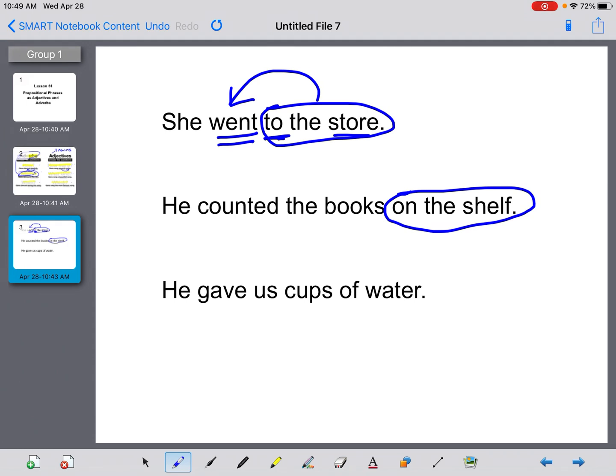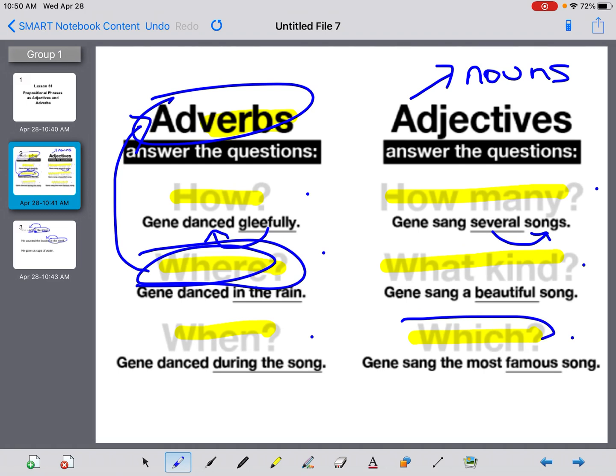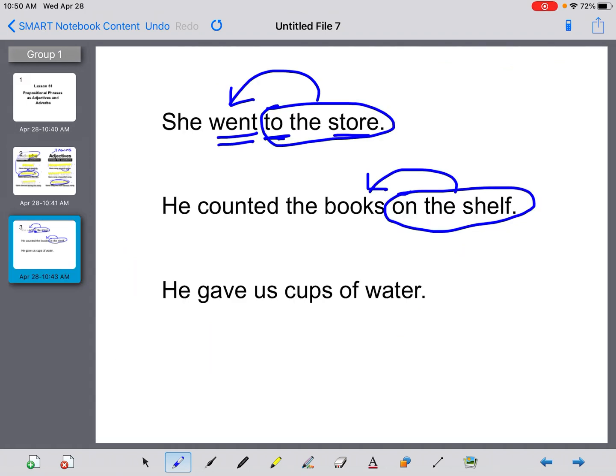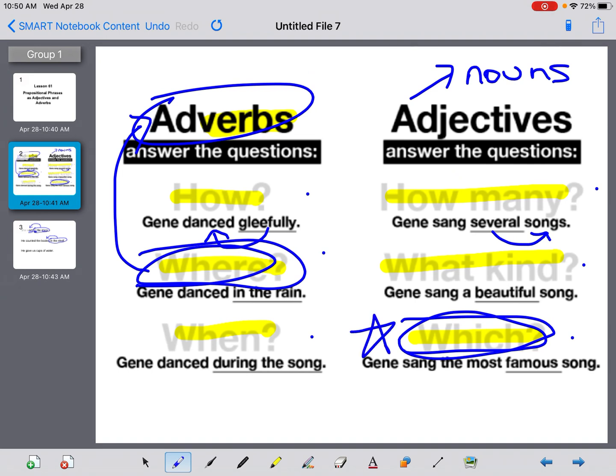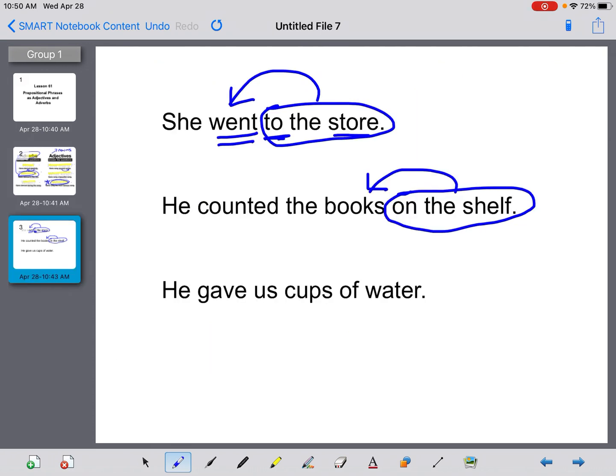I also think it's useful to draw an arrow from your prepositional phrase to the thing it's adding information to. It doesn't give you the instructions to do that in your workbooks, but I would suggest doing it because if you think about on the shelf, what's on the shelf giving more information about? It's giving more information about the books, okay? And it's answering the question, which books? Well, the books on the shelf. And since on the shelf is describing books and it's answering the question which, it is being used as an adjective.